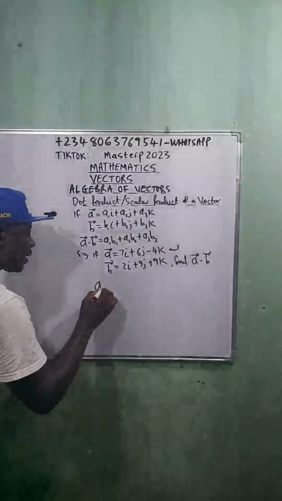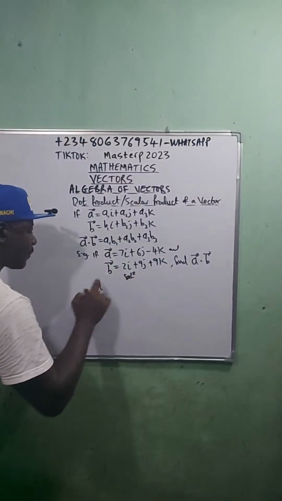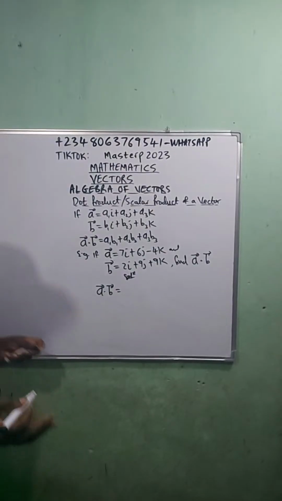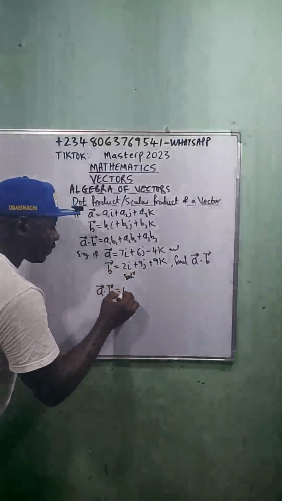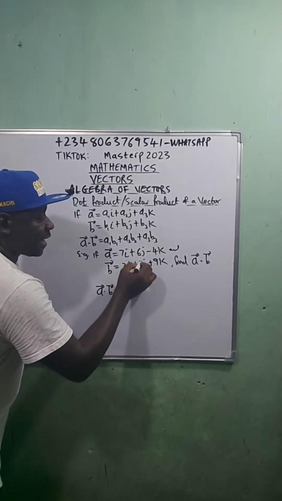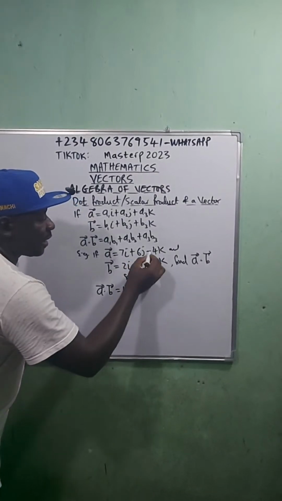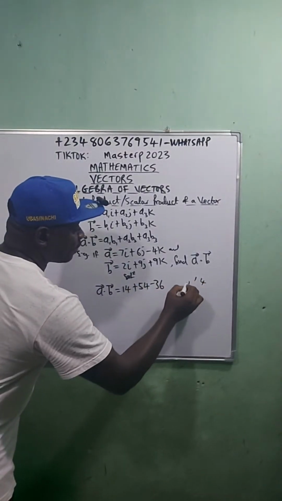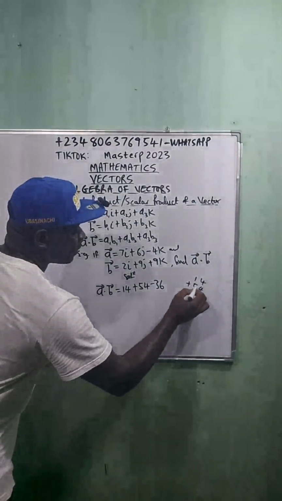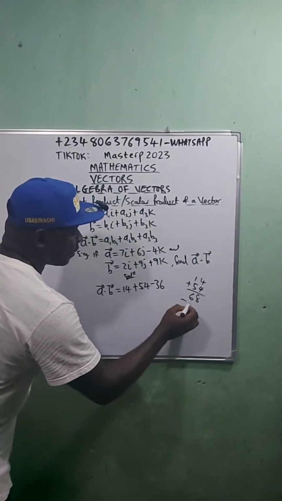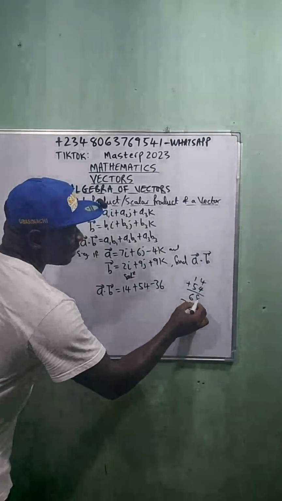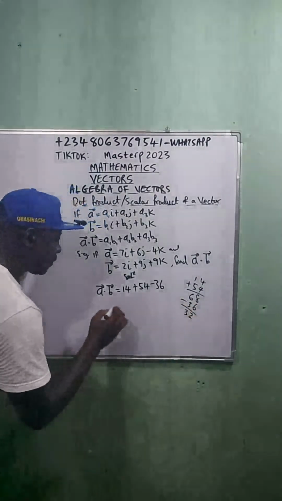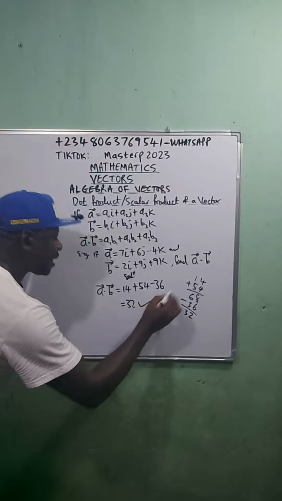So here, solution: vector A dot vector B means I'll multiply the corresponding coefficients. 7 times 2 is 14. 6 times 9 is 54. Negative 4 times 9 is minus 36. So here, this will give me 14 plus 54. That will be 68 minus 36. 8 minus 6 is 2, then 6 minus 3 is 3. So this is 32. And that is the answer to the question.